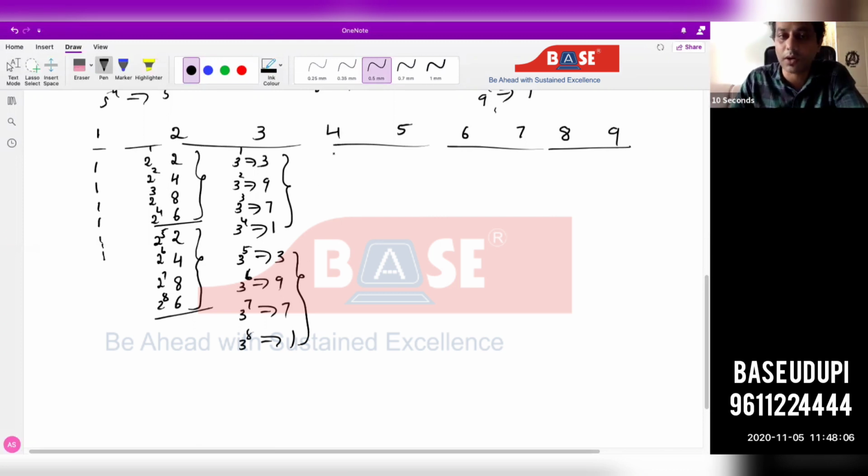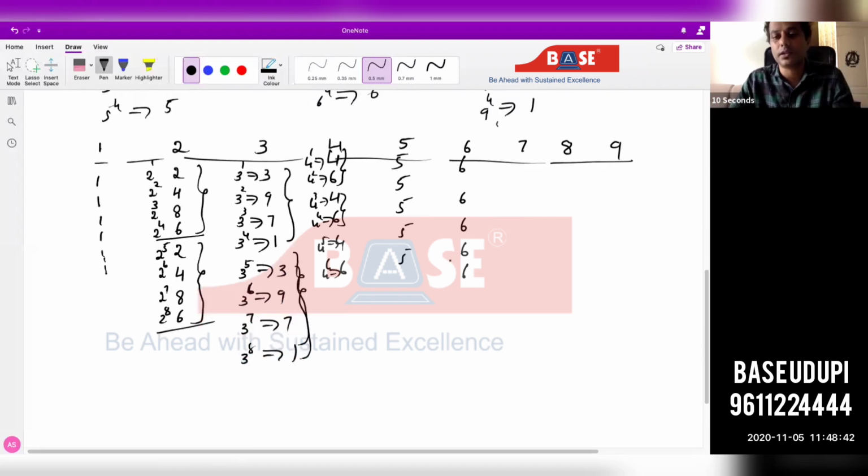4 we already discussed. 4 power 1 is 4. 4 power 2 is 6. 4 power 3 is back to 4. Then 6, 4, 6, and we keep on getting the same numbers. Same, we already discussed. 5 power 1 is 5. 5 power 2 is 5. Again 5, 5, 5. 6 is 6. Again 6, 6, 6. Till infinity it is the same, isn't it?